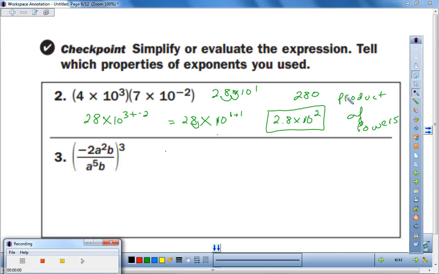Finish out number 2. We use the product of powers here. That's the property we use to evaluate that. Now let's look at this one. The first property we're going to use is power of a quotient.